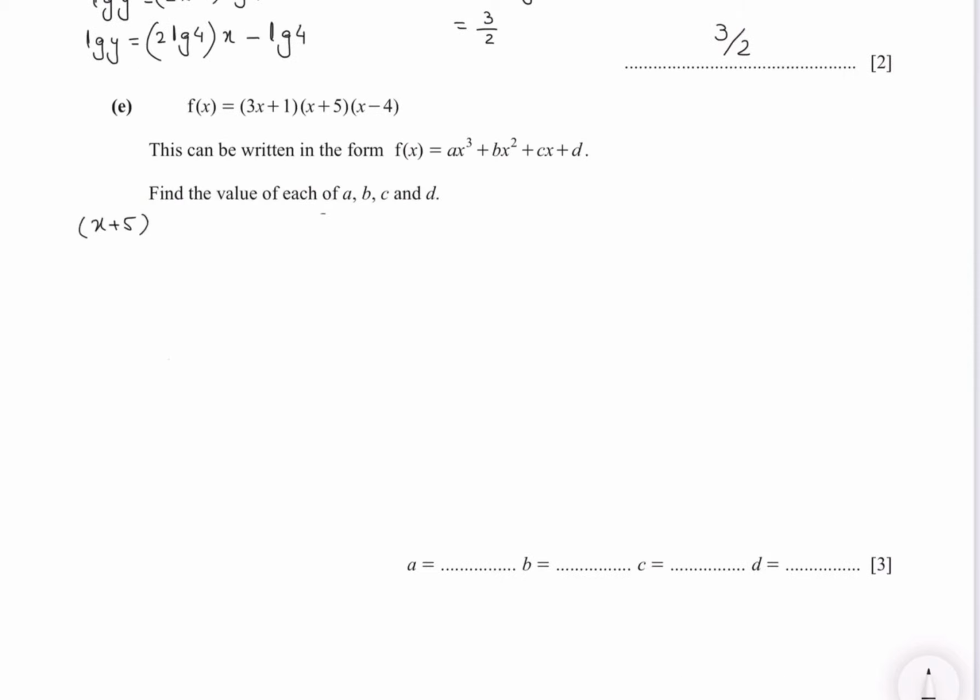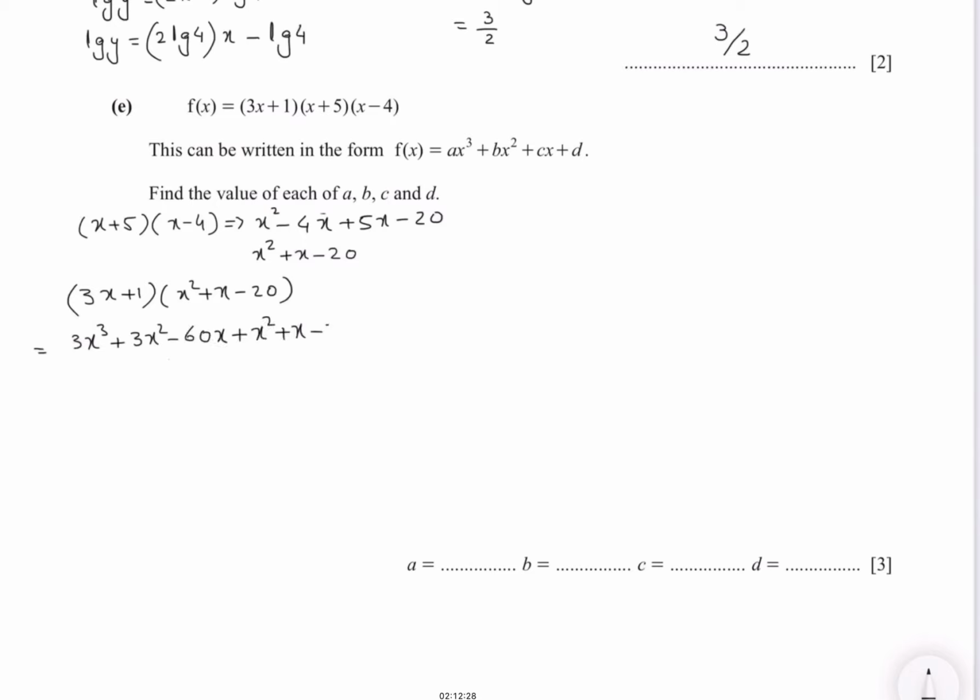Okay. You multiply x plus 5 and x minus 4 first. You got this. Now you multiply the first bracket 3x plus 1 with the result of x plus 5 and x minus 4. Now simplify this. So you got the value of a, b, c and d.